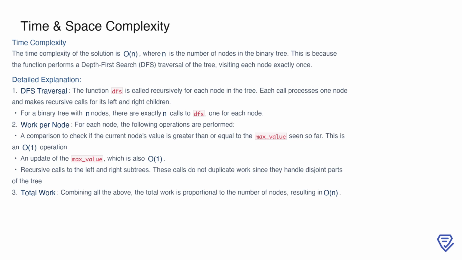Importantly, these recursive calls don't overlap in their work because the left and right subtrees are distinct parts of the tree. When we sum up all the work across the entire tree, it scales linearly with the number of nodes, which gives us the O(n) time complexity.